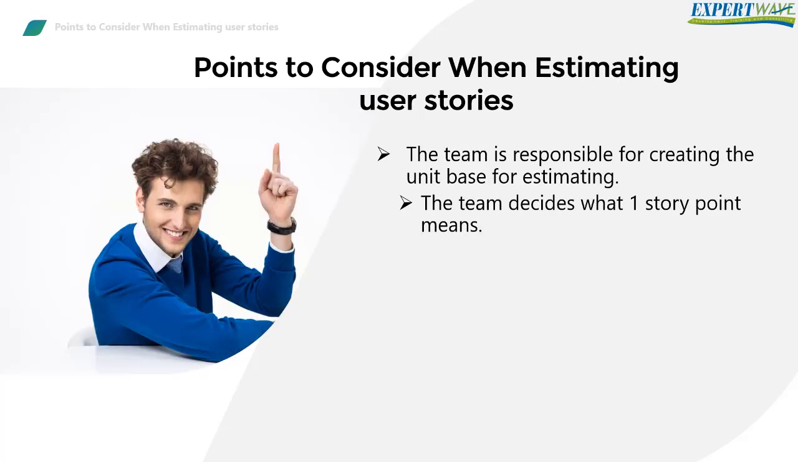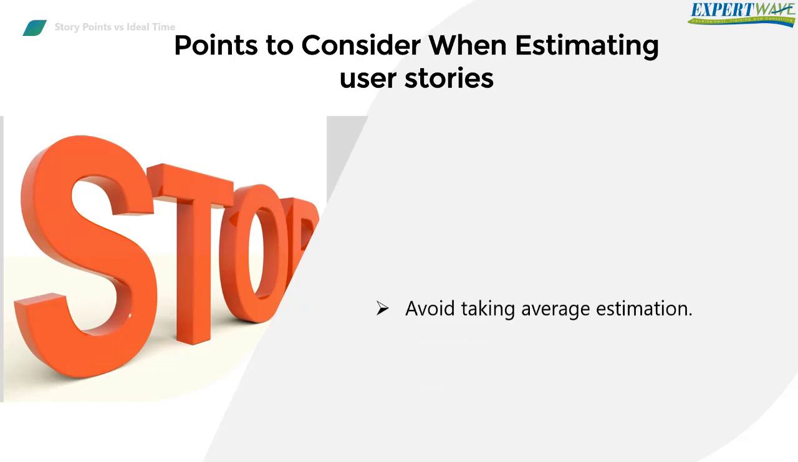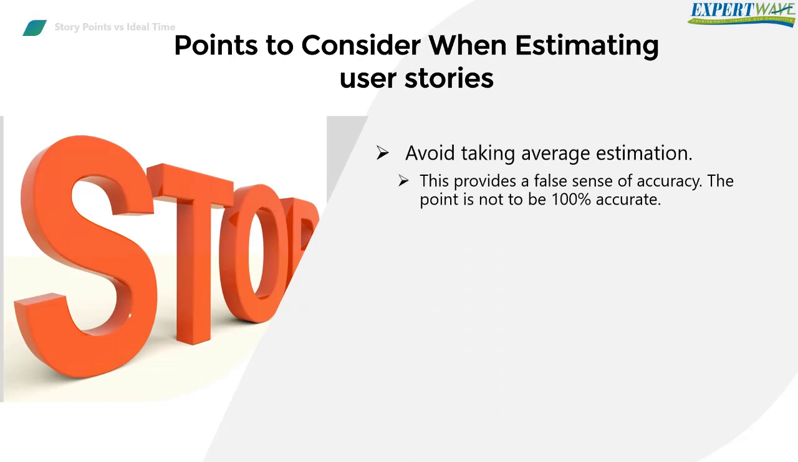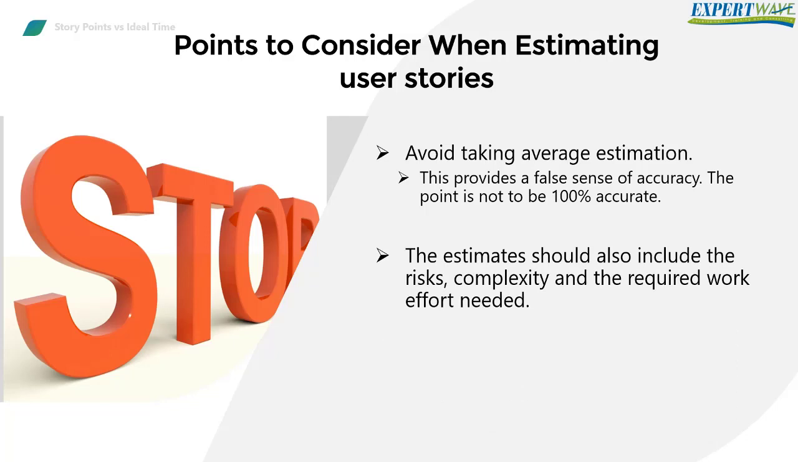The third consideration is that the team is the one who has the responsibility for creating the unit base for estimation. The fourth point to consider is to take care of practices that may lead to a false sense of accuracy, like taking the average of estimates. The last point is that the estimates should include all other required work, like risk mitigation actions.